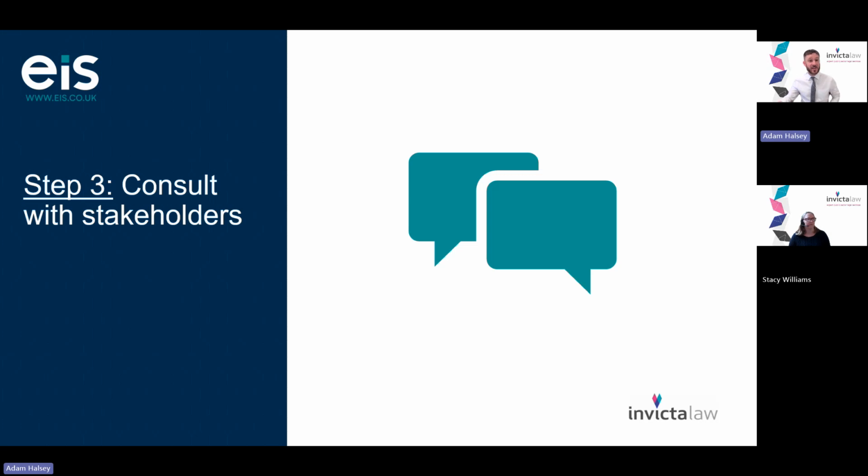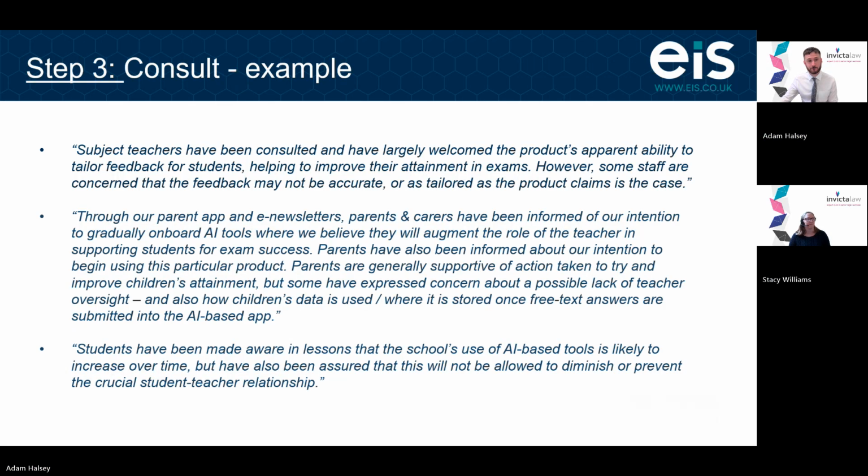Thanks, Stacey. So step 3: once we've done all of that and actually got down what's going on with this particular processing, what about consulting with our stakeholders? Some examples we've given here: we've talked about consultation with subject teachers, but also consultation with parents and students as well. So how are we informing our parents and carers, particularly when we're looking at AI? We can't just go down a route of saying, we'll just go ahead and do it, and if someone asks later, then we'll give them the information.